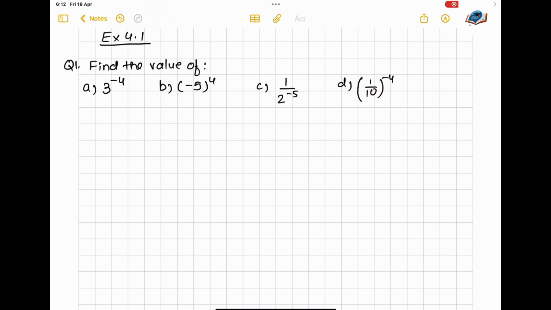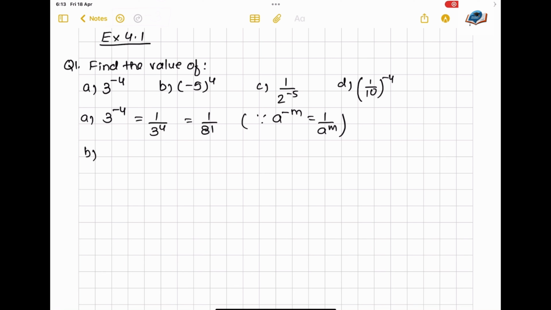Now let us do the sum of the exercise sums. First, question 1 says find the value of 3 raised to minus 4. So 3 raised to minus 4 means 1 upon 3 raised to 4. So that will be 1 upon 81. Which identity have I used here? a raised to minus m equals 1 upon a raised to m.